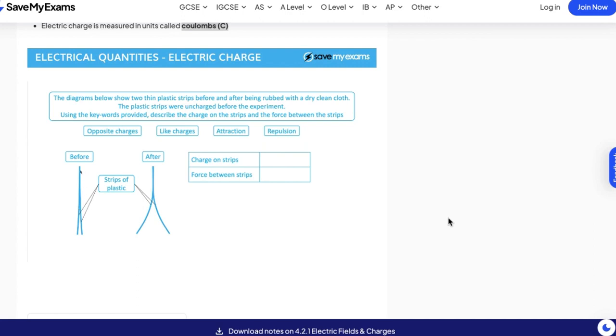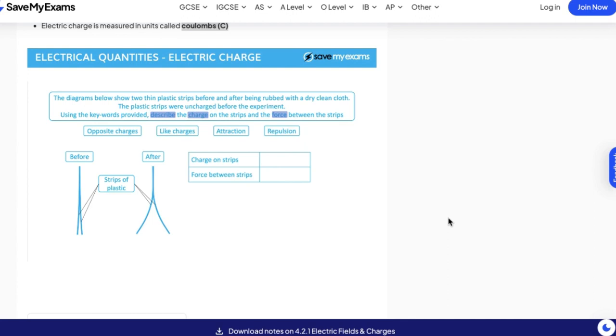Here we have the two strips in blue, and this is before they were rubbed with this dry, clean cloth. So this is a demonstration. You may have done it yourself in class or in school of electrostatic charging. And then after the charging has happened, you can see that there's been a displacement of the two plastic strips. Let's have a look at the text in the question to make sure we're getting all of the relevant information.